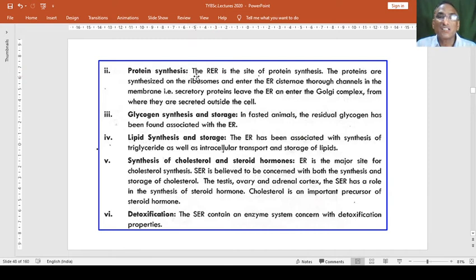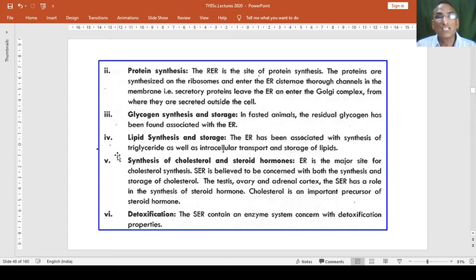Therefore, the rough endoplasmic reticulum is the site of protein synthesis, where actual protein molecules are formed. The proteins are synthesized on the ribosomes and enter the endoplasmic reticulum cisternally through the channels in the membrane. That is, secretory proteins leave the endoplasmic reticulum and enter the Golgi complex, and from there they are secreted outside the cell in the form of vesicles or sacs. So in this way, the protein synthesis is the main activity carried out or facilitated by it.